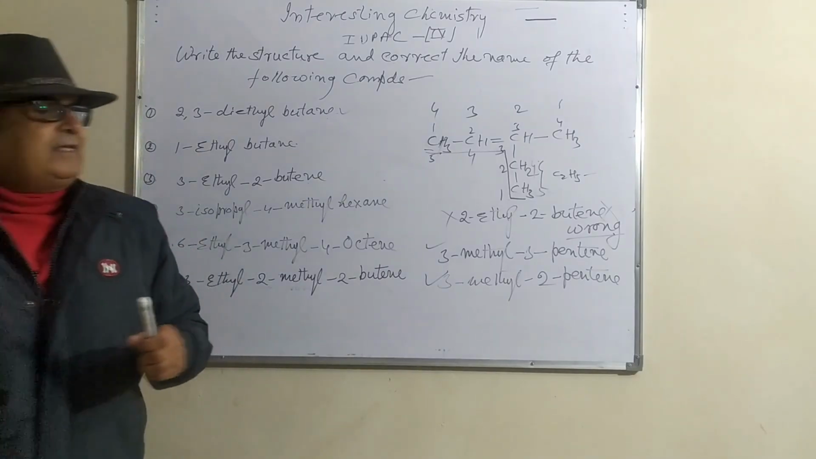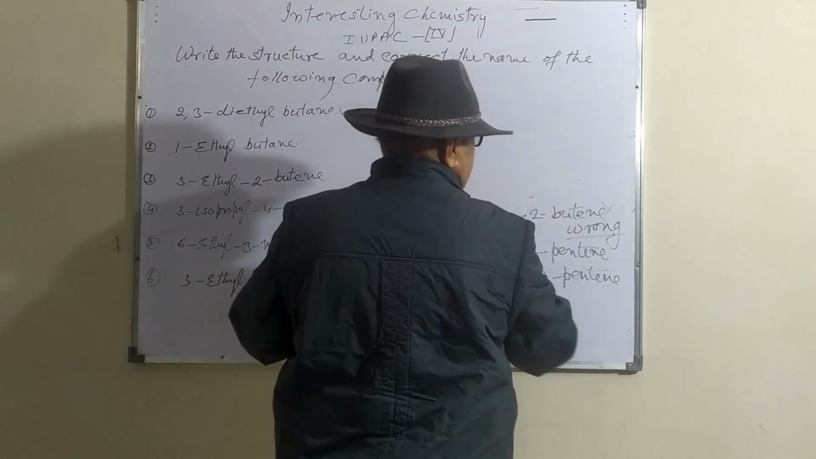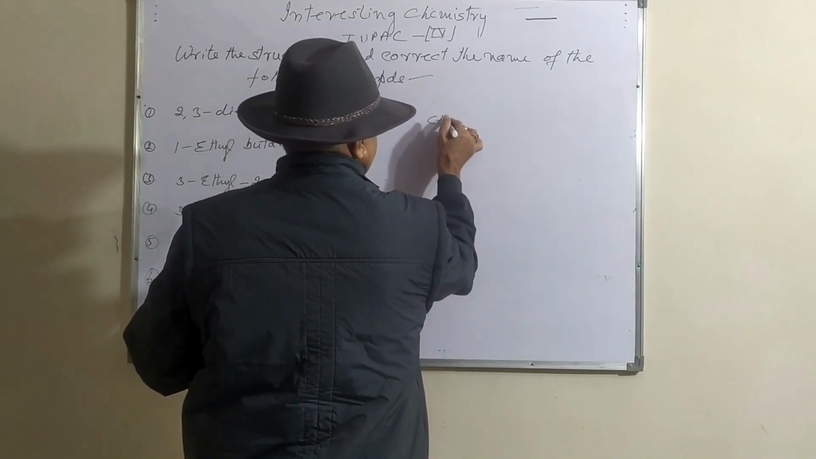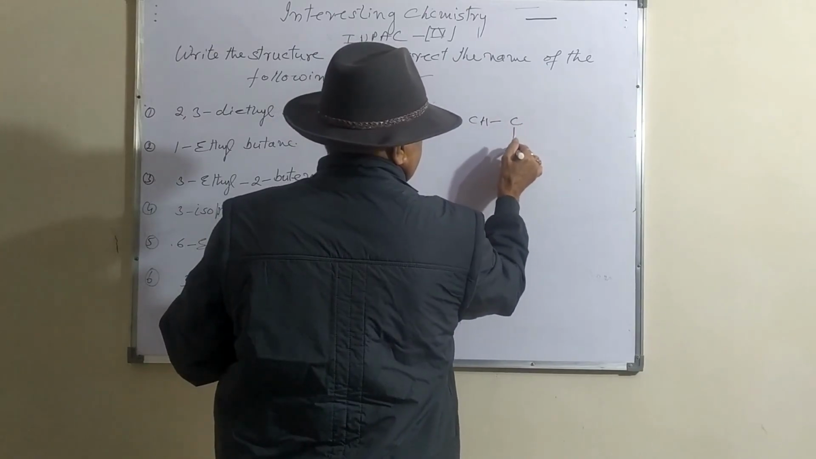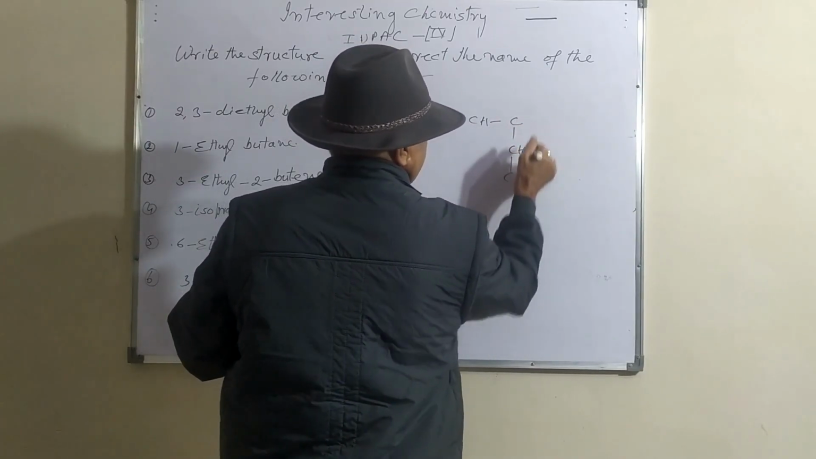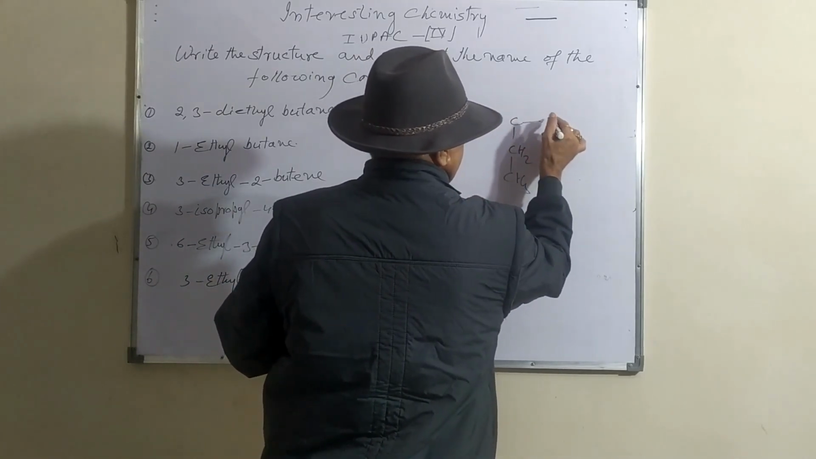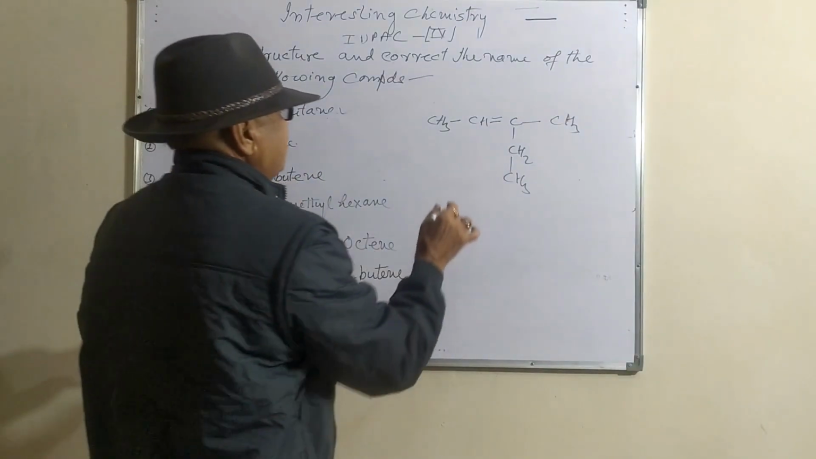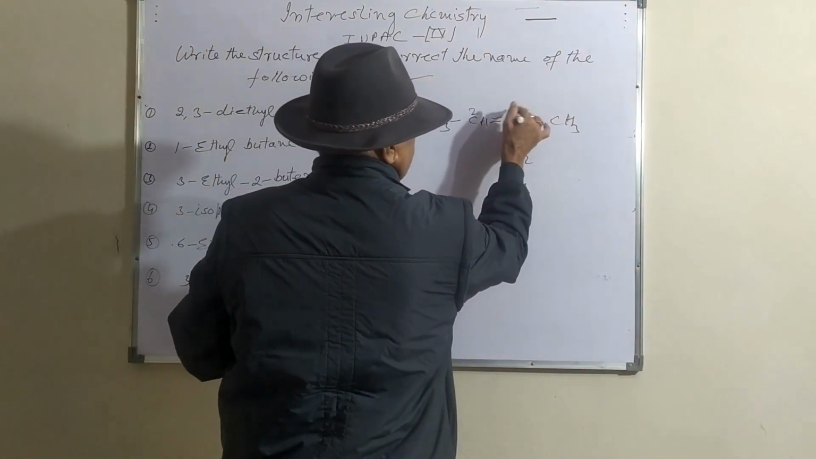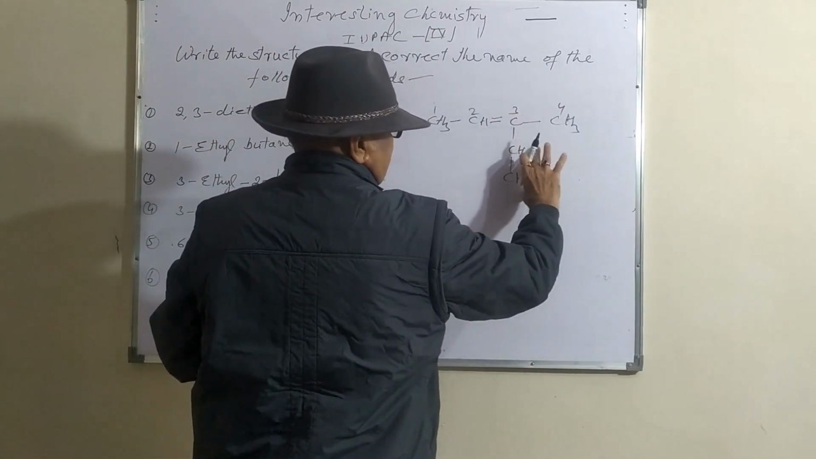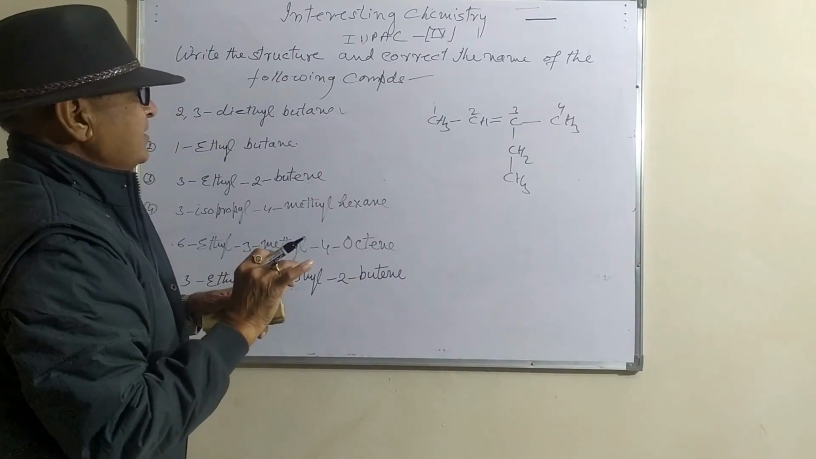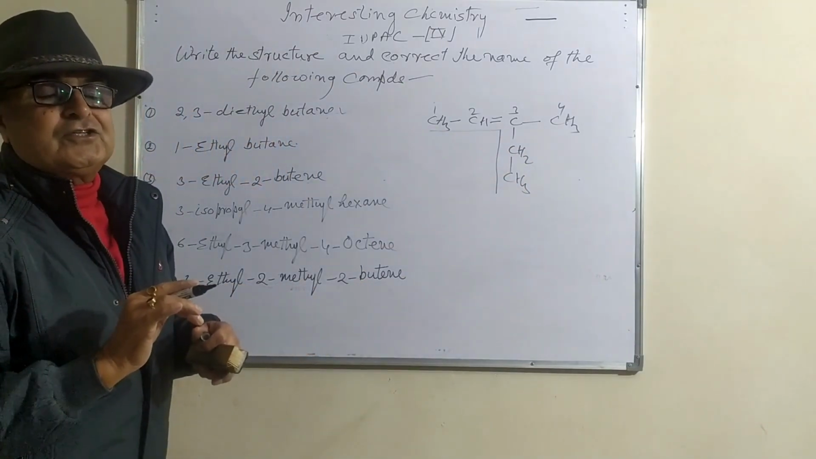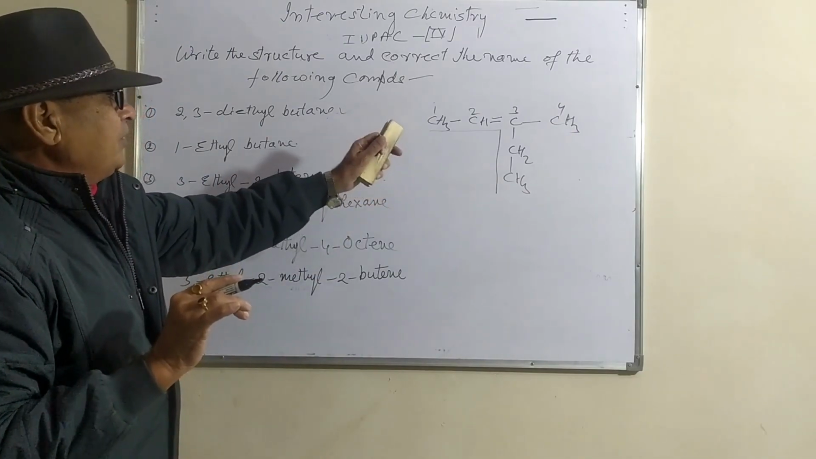So again, I have made some confusion here. Come back to correct the name. Here we have 3-ethyl-2-butene: CH3, CH, CH2, CH3, and this is a double bond and CH3. It is 1, 2, 3 and 4. Now you should select the longest chain again. Here the longest chain is of 5 carbons, so it is pentene.